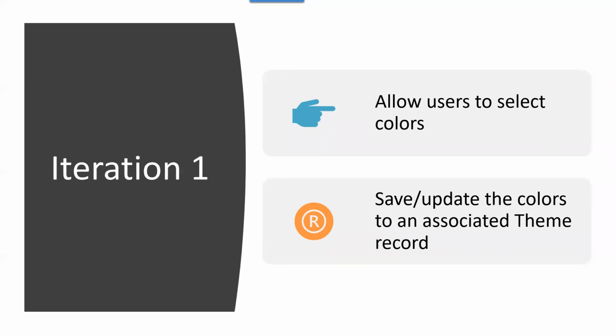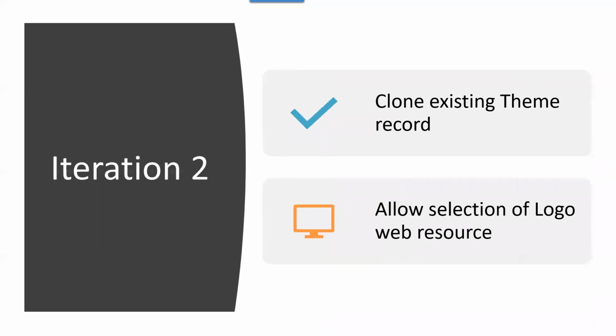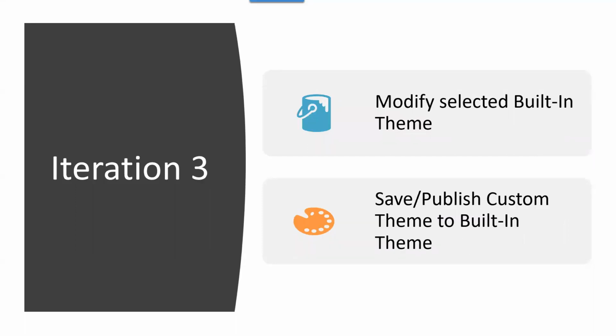So iteration 1, I want to be able to select the colors and then save those colors into an actual theme record. That's the built-in theme record. Iteration 2, I would like to clone a theme record into a custom theme generation record, and then allow us to pick the logo from a web resource. That's also built into the system. Iteration 3 is to modify the built-in theme and then save and publish the theme back into the system. So that's the whole thing.